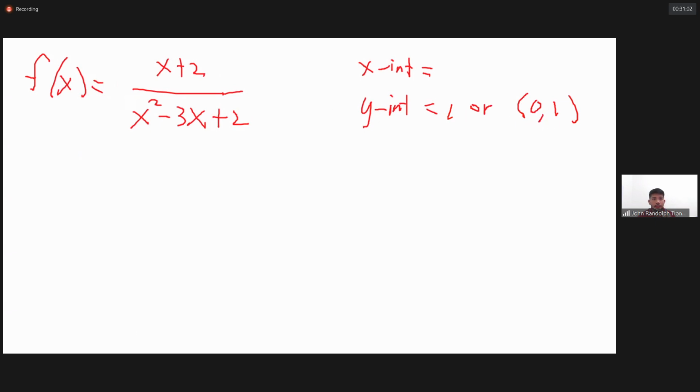So, how about the x-intercept, guys? What's your x-intercept? Sir, bali sir, para makuha x-intercept, equate mo na lang sa 0 yung numerator. Ha? Equate mo na lang sa 0 yung numerator. Numerator ba? O denominator? Baka baliktad yung sinabi mo.